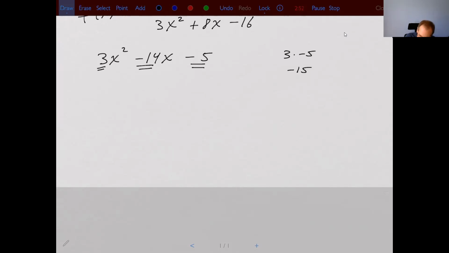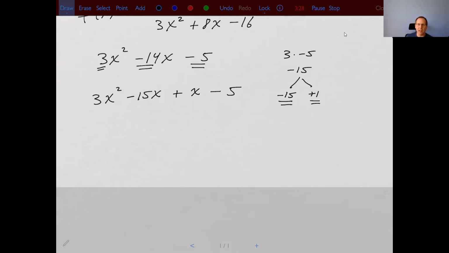Well, in this case, I can think of two things, right? If I multiply negative 15 times a positive 1, I get negative 15. If I add them, I get negative 14. Great. So now what we do is we rewrite that middle term. So I rewrite negative 14x in terms of these two factors that I just found, the negative 15 and plus 1. So instead of negative 14x, I'm going to write this as negative 15x plus 1x, and then I still have a negative 5 there. So I just rewrote that middle term.